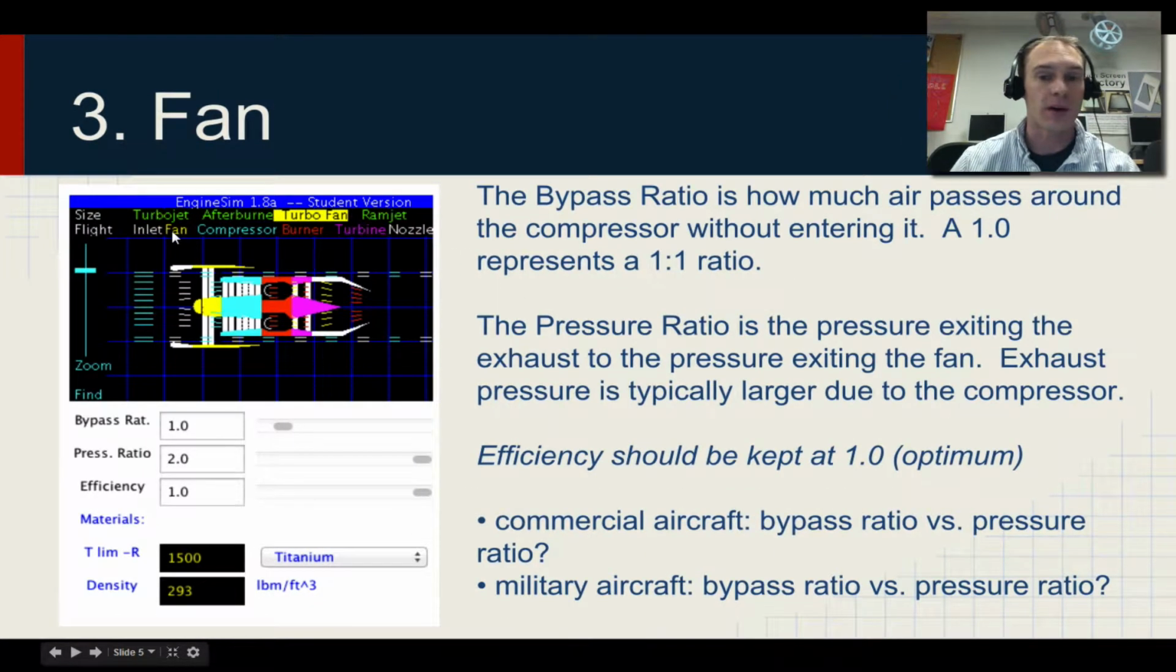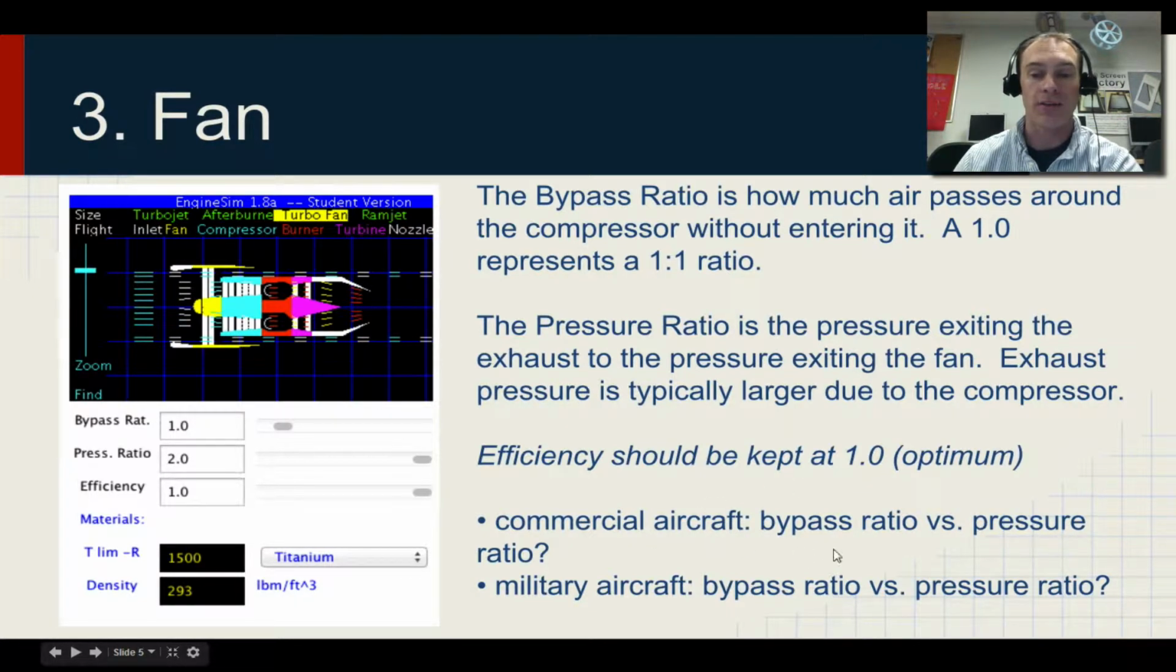So let's click on the second one here, the fan. The bypass ratio is how much air passes around the compressor without entering it. A 1.0 represents a 1-to-1 ratio. So if you have a bypass ratio of 1, that means there's an equal amount of air passing around the outside of this as what's going in the middle. So that's a bypass ratio of 1.0. Now the pressure ratio is the pressure exiting the exhaust relative to the pressure exiting the fan. Exhaust pressure is typically larger due to the compressor. Efficiency we want to keep at 1.0, that's optimum.